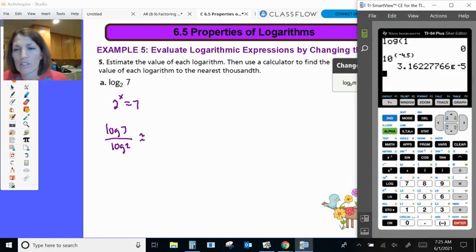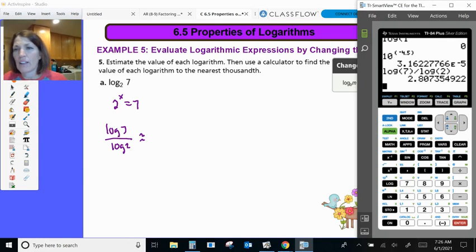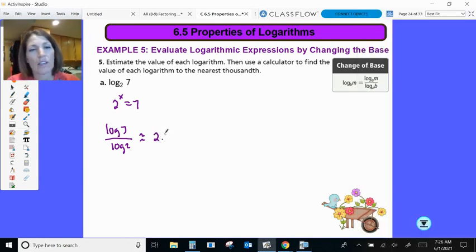And we're going to go log of 7 divided by my log of 2, and find out what that is. So it's just 2.807. So it's about 2.807. Okay, and that's the value of that log base 2 of 7.